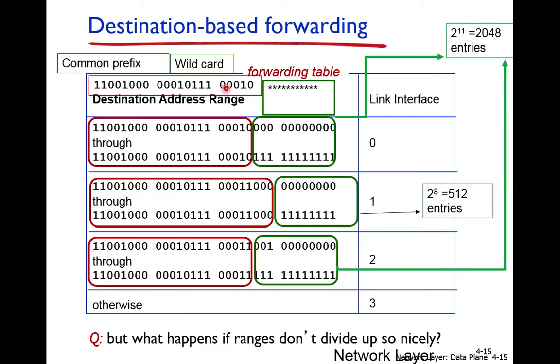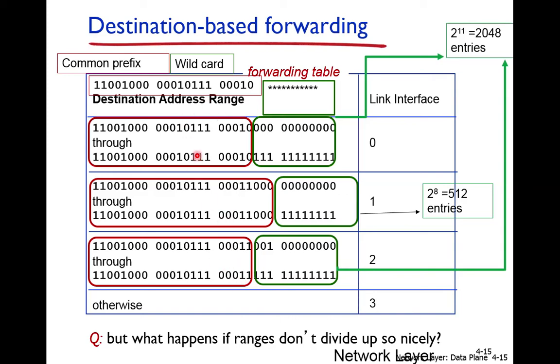The host part can be represented through a wildcard, say an asterisk. So these 2048 entries can be replaced by one entry, with outgoing link 0. If a packet arrives, we match its destination address with the common prefix and then perform the decision. So we will have one common prefix entry for these 2048 entries, one common prefix entry for these 500 entries, and one common prefix entry for this.